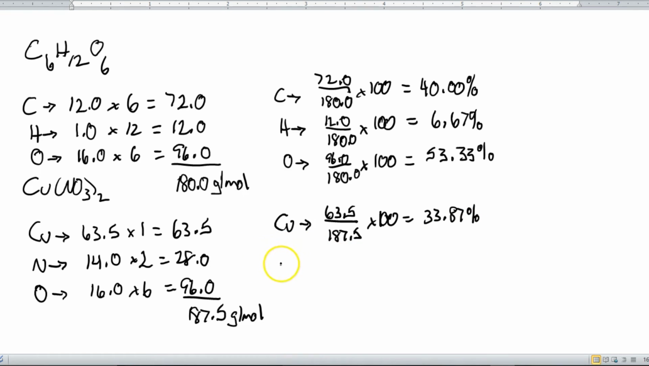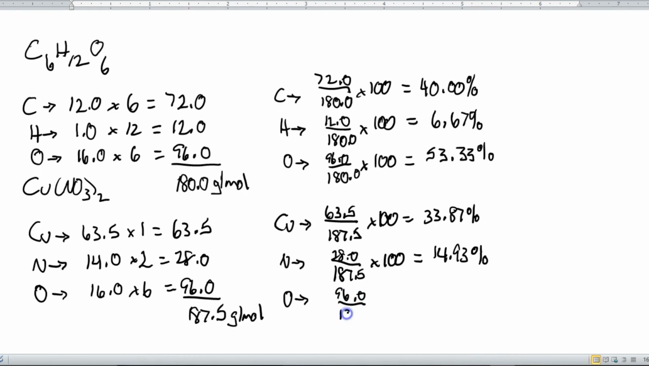Nitrogen is next. Nitrogen has a mass of 28.0 divided by 187.5 times 100, and that equals 14.93%. And then last but not least, we've got oxygen with its mass of 96.0 divided by the total mass, which is 187.5 times 100, and that comes out to be 51.20%. It's really quite simple.